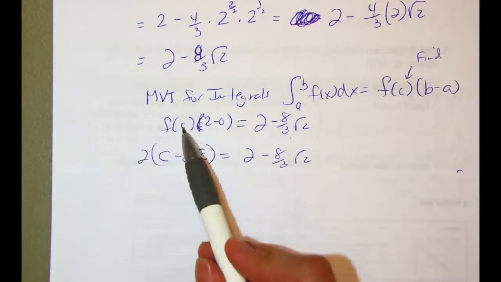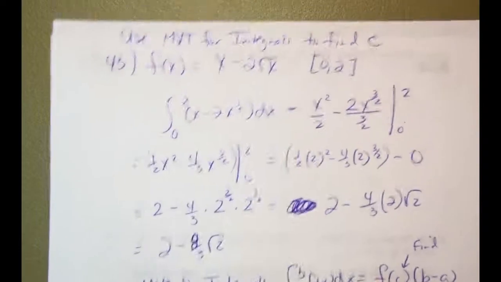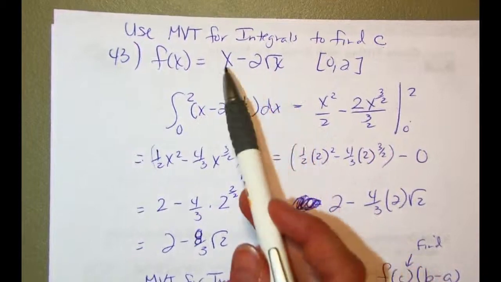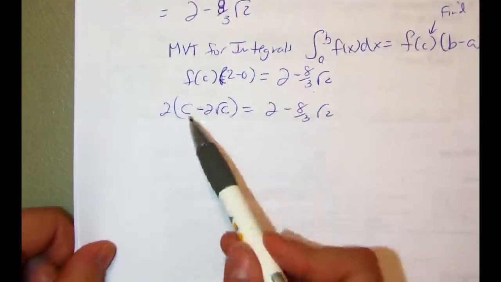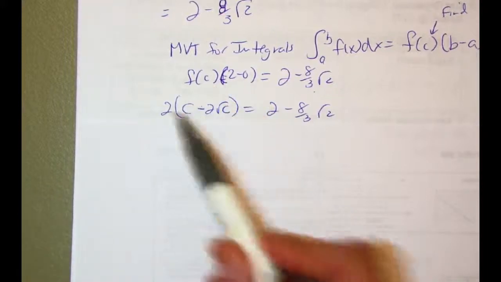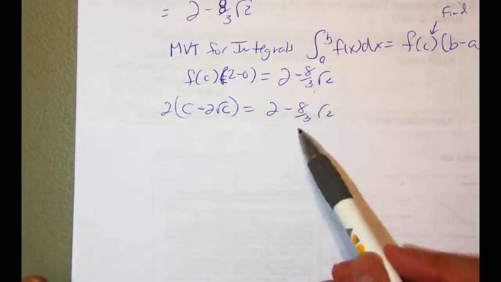So f of c means go back to my original function f and plug in c wherever I see an x. So that would be c minus 2 square root of c. That's where I got that from. That 2 is from 2 minus 0. That's 2 times this function, and that I just copied.